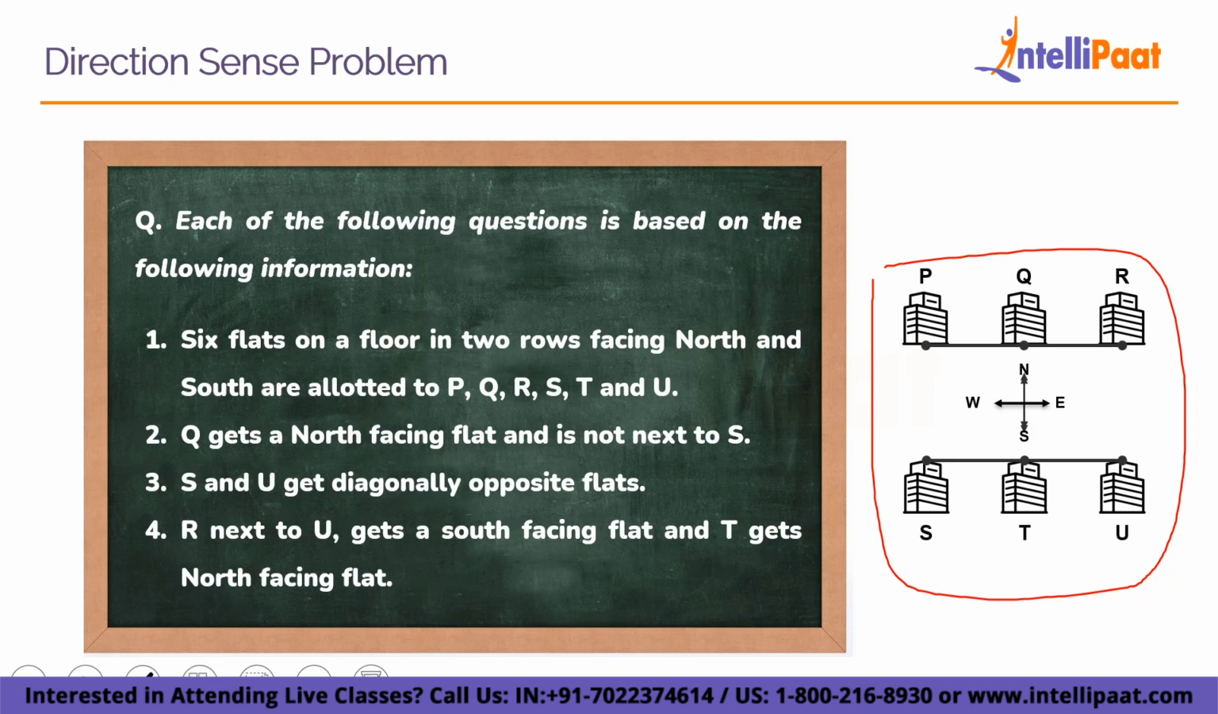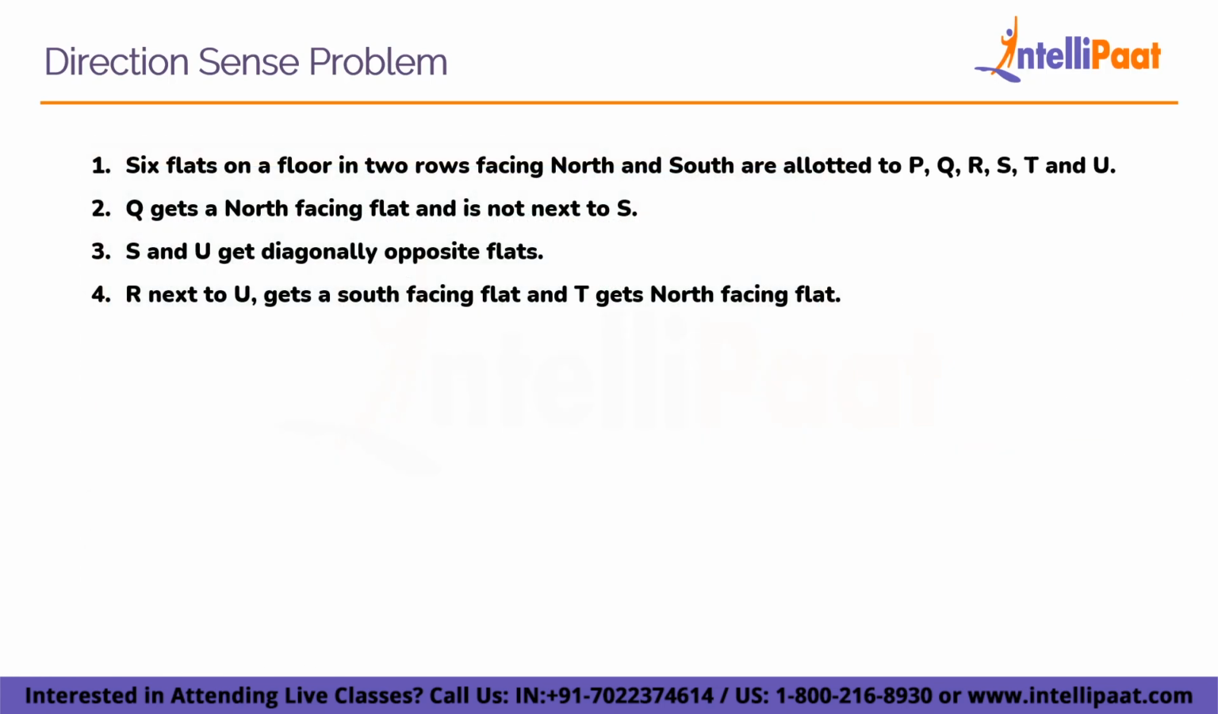right? As in the first information that is provided, it's saying that there are 6 flats but they are in 2 rows. One is facing southwards and another is facing northwards. So I have made this diagram according to that only. These are facing southwards and these flats are facing northwards. So now let's try to make our final positions of these flats according to the information that we have provided in this question, right?